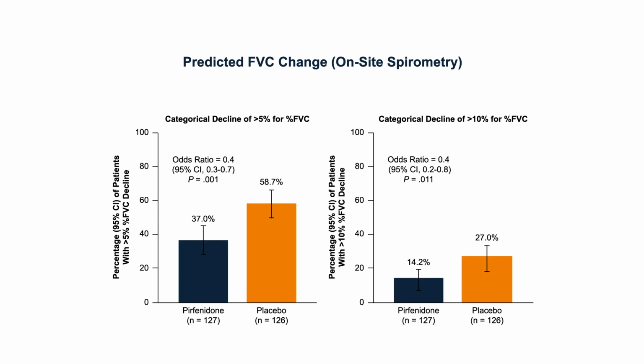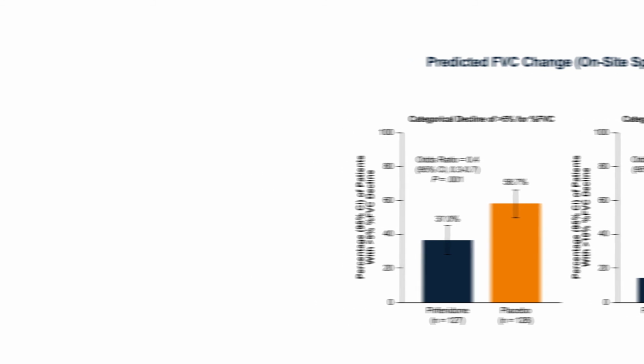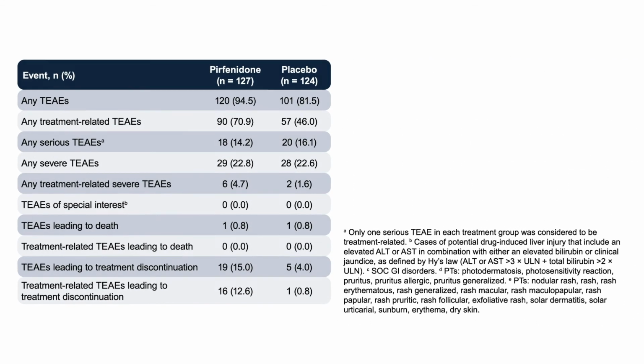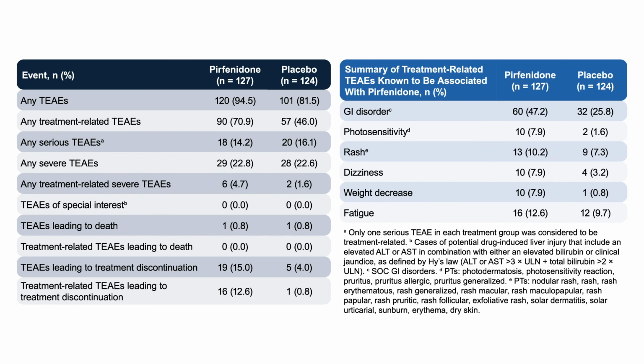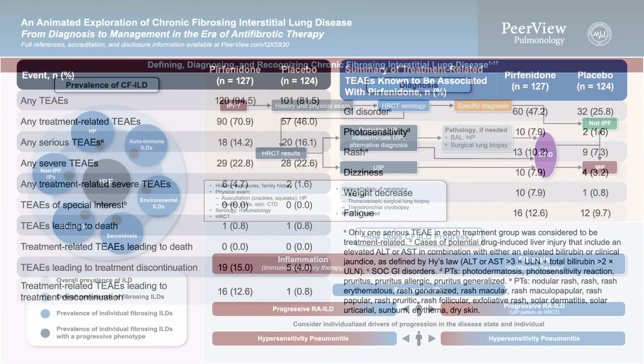It's very important to understand that when you're not on an antifibrotic, you're going to decline from a chronic fibrosing interstitial lung disease standpoint more than if you were on an antifibrotic. When you look at the safety results, right, and the summary of the adverse events, again, you can see that the drug is pretty safe. There's a few more events in that pirfenidone group, especially treatment-related events. You're going to see that. Severe events in both groups are pretty similar.